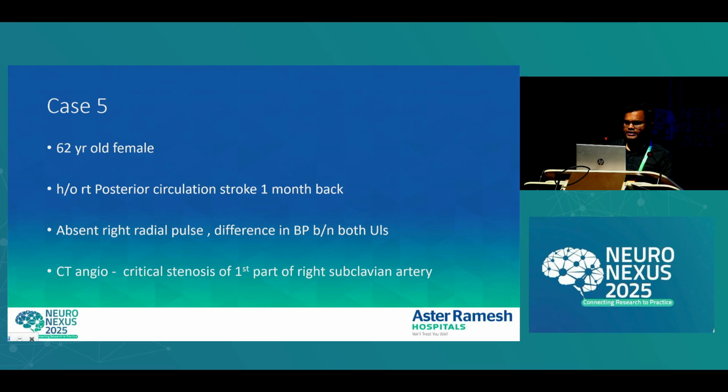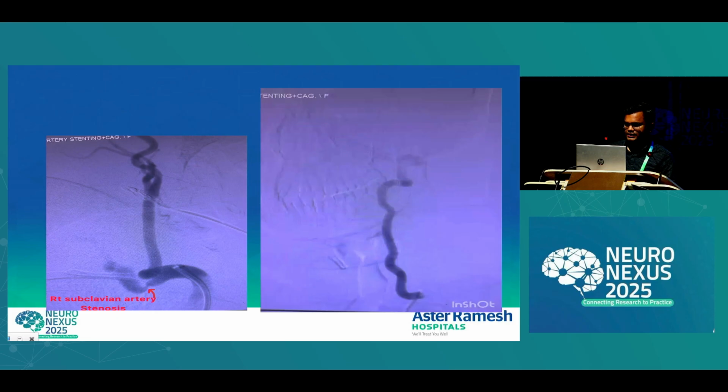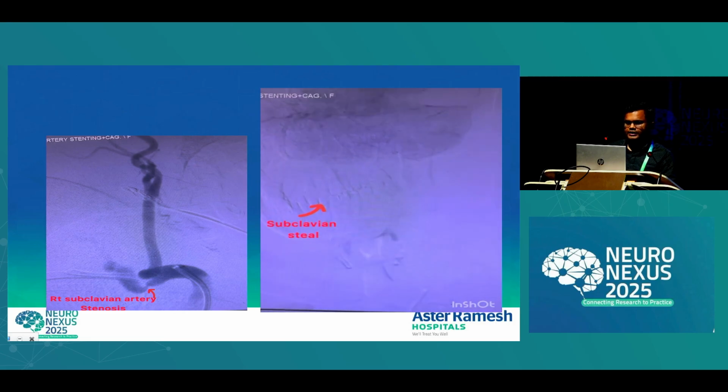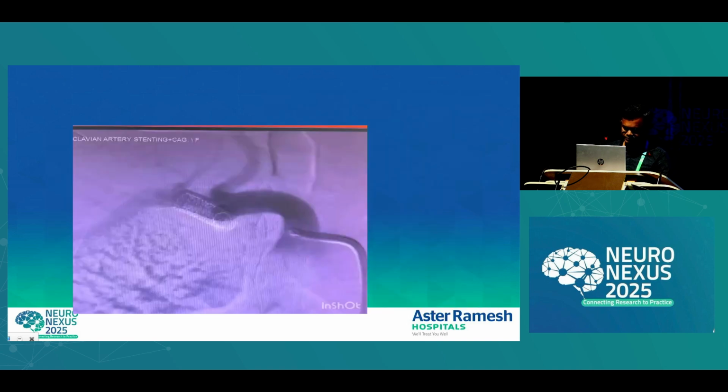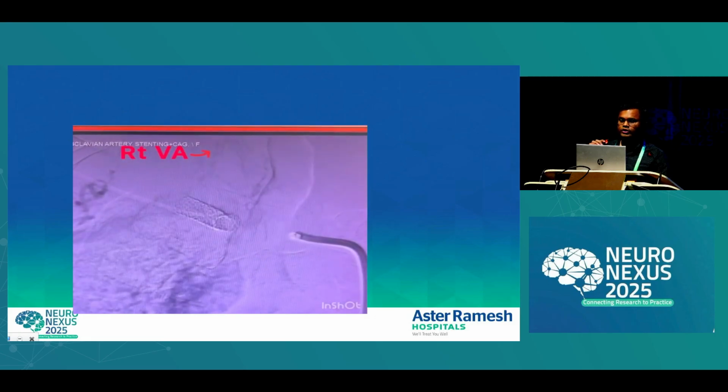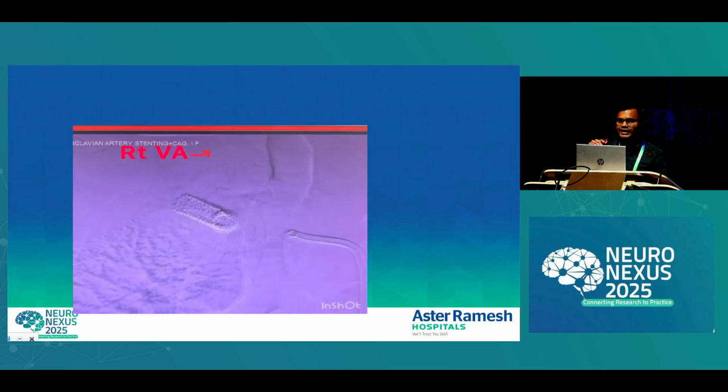CT angio showed critical stenosis in the first part of the right subclavian artery. So we suspected subclavian steal. This is the stenotic area in the right subclavian artery. You can see clearly there is a retrograde flow in the right vertebral artery on angiogram. Post-stenting, there is good anterograde flow in the right vertebral artery. This is not a classic case of ICAD, but because of the atherosclerotic disease, this patient is having recurrent posterior circulation stroke. Hence, this was included.